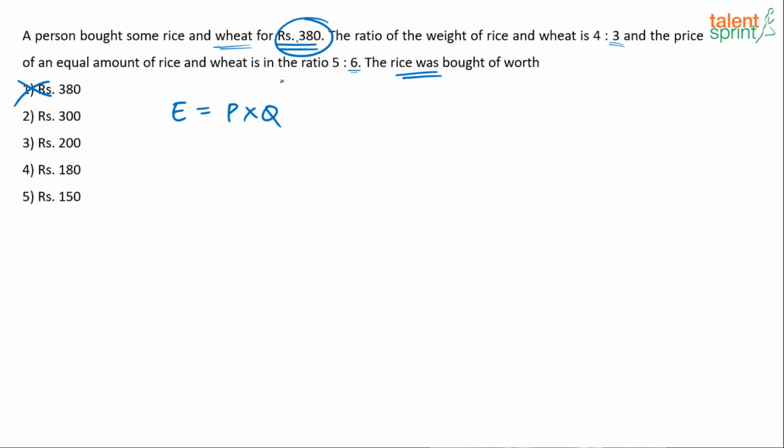The price ratio is given as 5:6. For an equal amount of rice and wheat, the ratio is 5:6. Meaning if 1 kg of rice is taken, you pay 5x. For 1 kg of wheat, you will pay 6x. And the ratio of weights is given as 4:3.